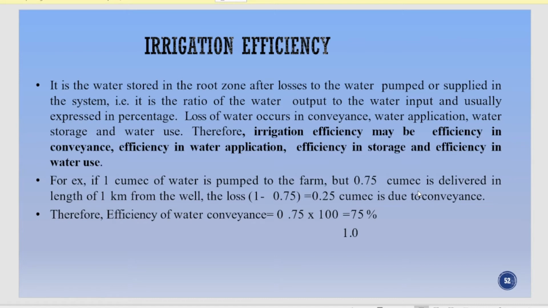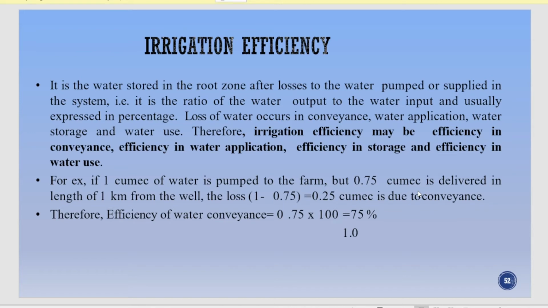There might be seepage of water where it is being stored, and at the same time, when you supply water into the canals, there can be seepage along its length of flow. Other than that, there can be evaporation from the surface of the water flowing in the canal. So this is what the conveyance efficiency is, right?